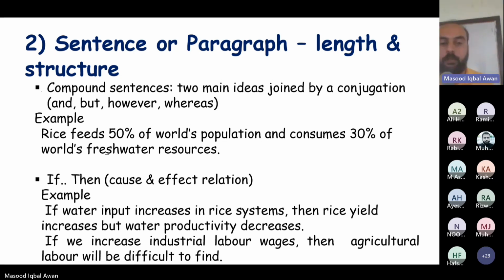There is another sentence structure that is if-then. If-then structure shows the cause and effect relation. This structure is especially useful when you are writing the research and discussion part of your paper or thesis. For example, if water input increases in dry systems, then rice yield increases, but water productivity decreases. If we increase industrial labor wages, then agricultural labor will be difficult to find.